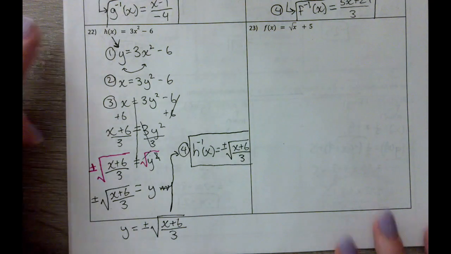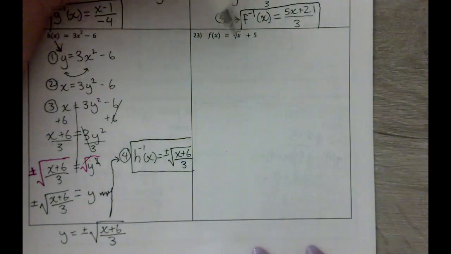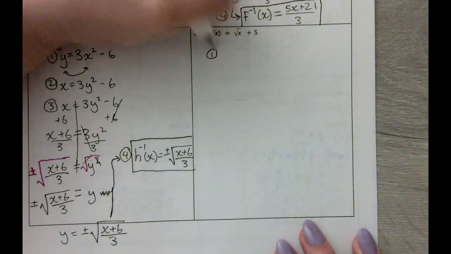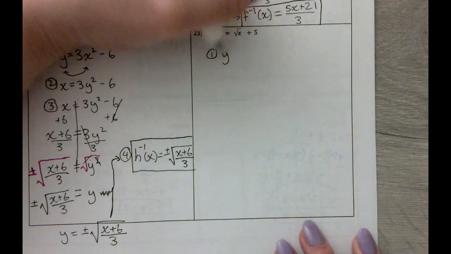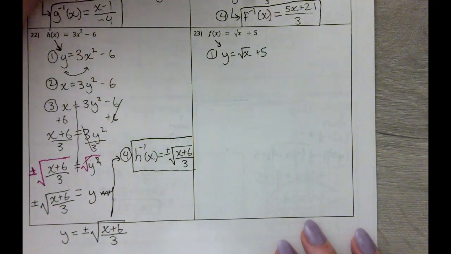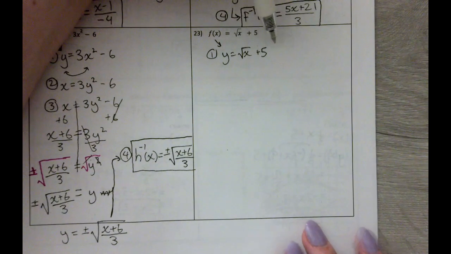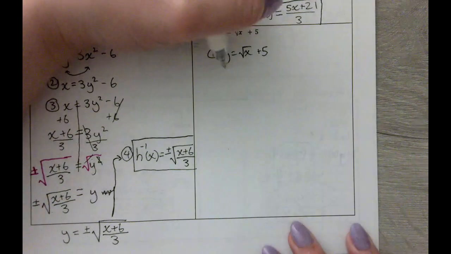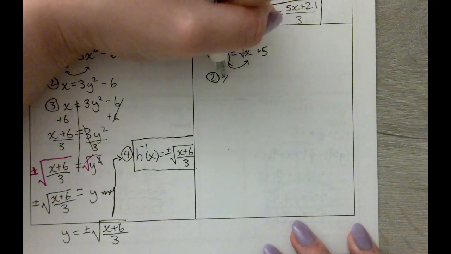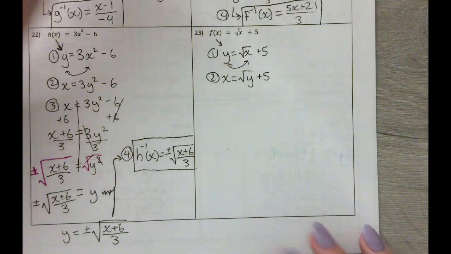Last problem. F of x equals the square root of x plus 5. First step, replace the f of x with y equals the square root of x plus 5. Be careful here. Notice that only x is under the square root, so don't extend it over the entire thing. That will change your answer. Step 2, the inverse step, flip-flop, x and y. X equals the square root of y plus 5.